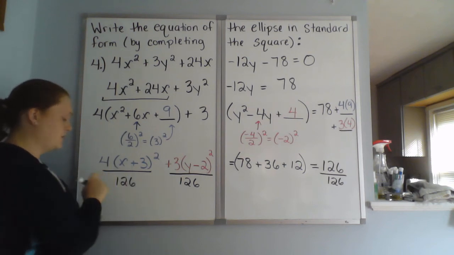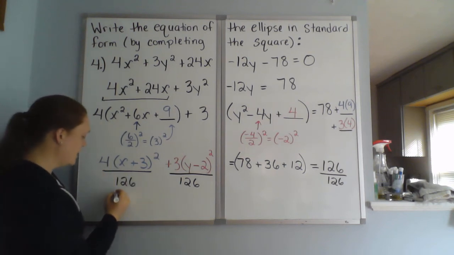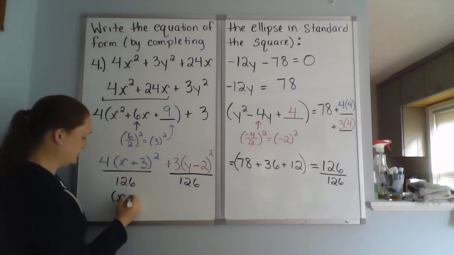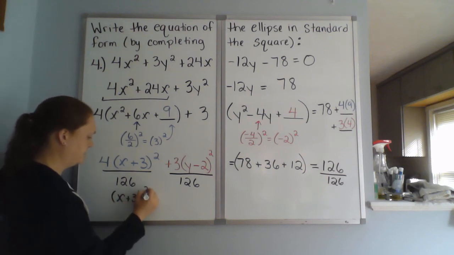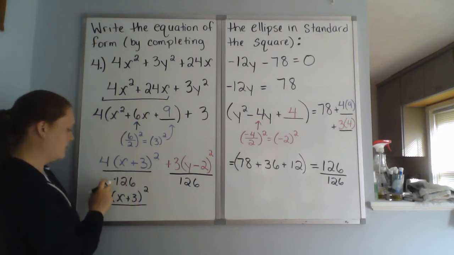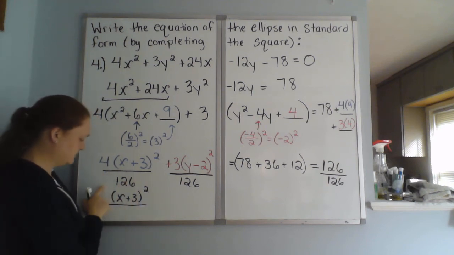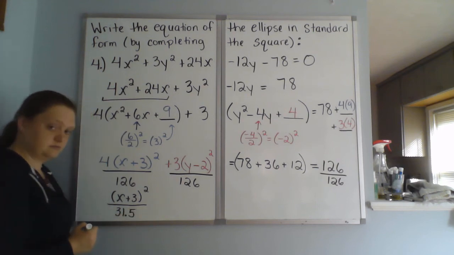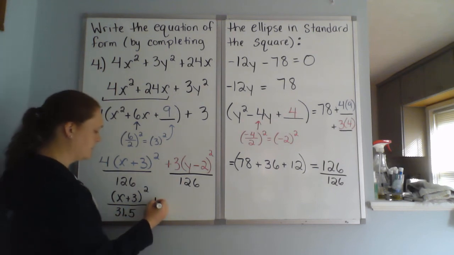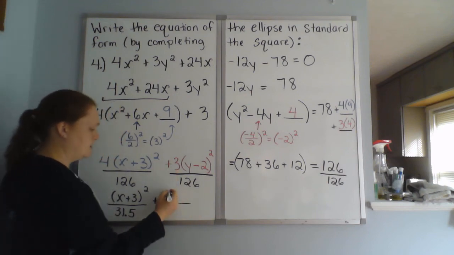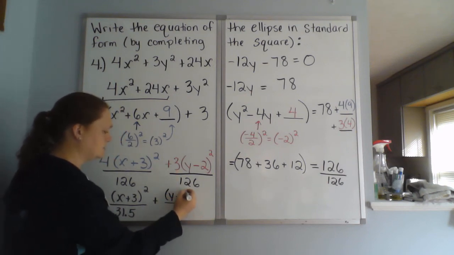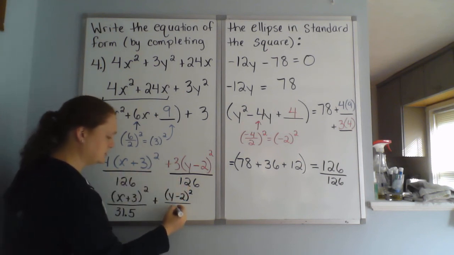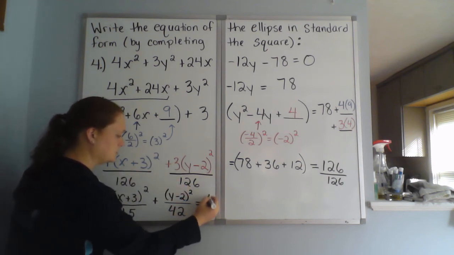Okay? 4 over 126 isn't the prettiest thing in the world, but we have to have a 1 out in front. So we're going to have a decimal involved, and that's okay. So 4 and 126, that's going to reduce down to 1 and 31.5. Okay, so decimal's totally fine here, plus. And then in the numerator, I've got y minus 2. 3 and 126, that becomes 42, and this is equal to 1.